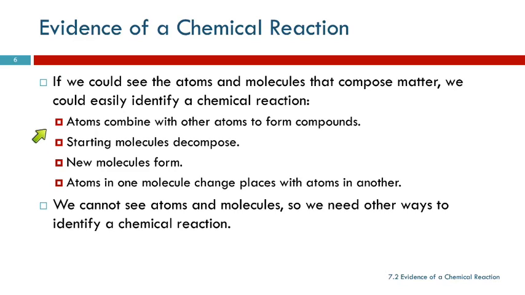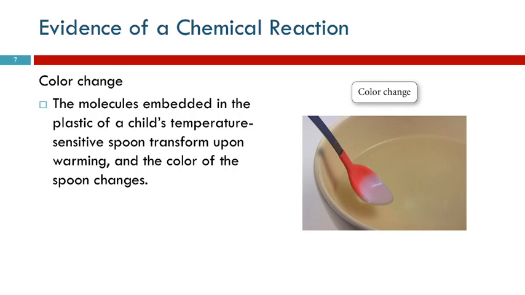On that molecular or atomic level, we see that atoms are combining with other atoms to form compounds. If we start with molecules, with compounds, they're coming apart, and we're forming new molecules. Or we see that atoms in one molecule are changing places with atoms in another molecule. Unfortunately, we can't see that, so we need other clues as to whether a reaction is occurring. So there are 4 different forms of evidence.